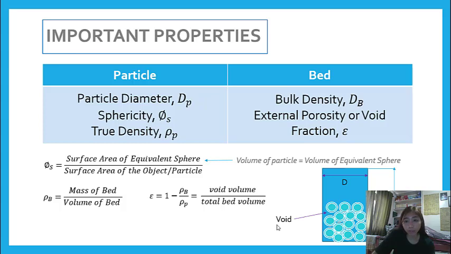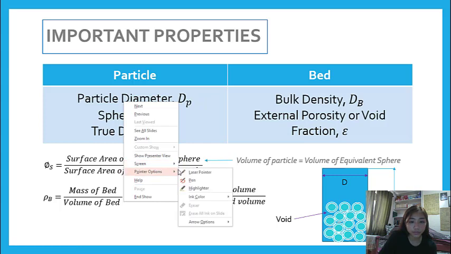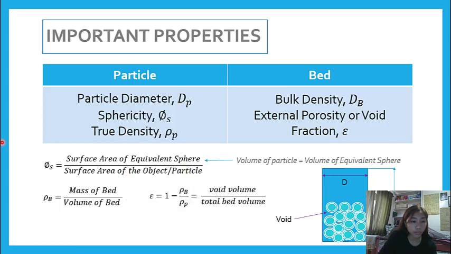Then next, for bed properties, we have bulk density, or the amount of mass per unit bed volume. We have external porosity or void fraction, which is the measure of space between the solid particles. Then here, we have the formula for computing the sphericity of the particle. It is equal to the surface area of the equivalent sphere over the surface area of the object or particle.